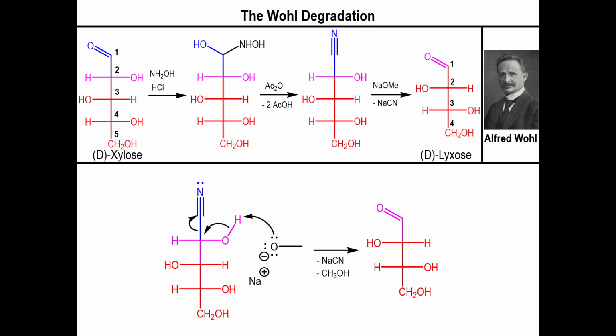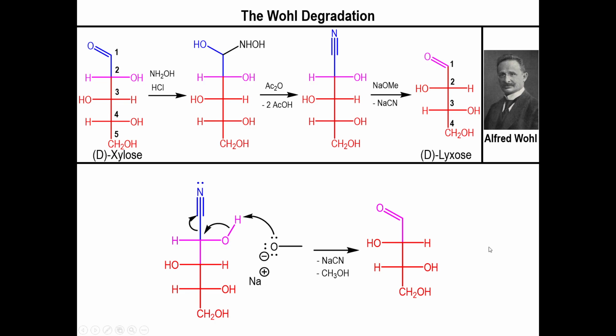So you could go from a 6-carbon sugar down to a 5-carbon sugar. You can take that 5-carbon sugar down to a 4-carbon sugar, and from the 4-carbon sugar you can go all the way down to glyceraldehyde. So this method is very convenient because sequentially you can degrade the sugar one carbon at a time, and that's the power of this Wohl degradation.